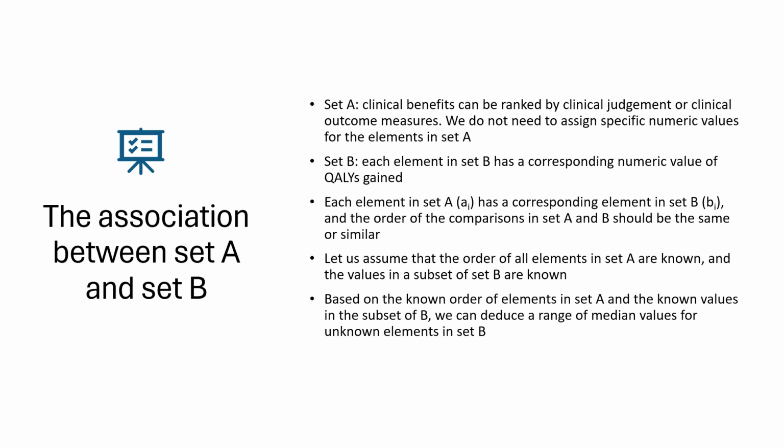Let us assume that the order of all elements in set A are known, and the values in a subset of set B are known. Based on the known order of elements in set A and the known values in the subset of B, we can deduce a range of median values for unknown elements in set B.